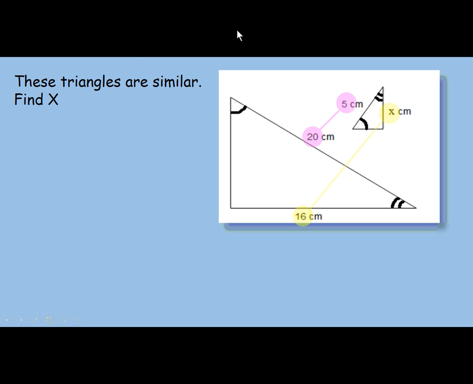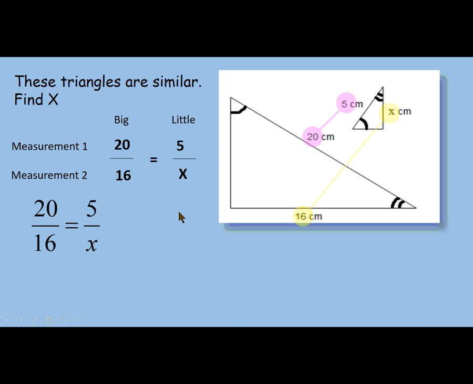Once you know that, the rest of the problem is done the same way. You organize your information, perhaps in a chart like this, fill in the numbers into the chart, and then simply cross multiply to solve. In this case, 20 over 16 equals 5 over x. Cross multiply and solve this one, and we're going to end up getting x is equal to 4.